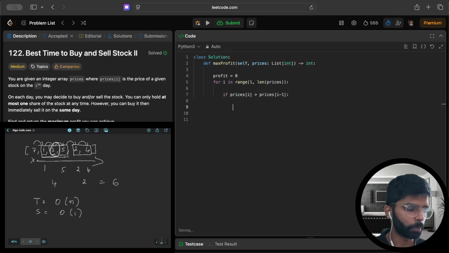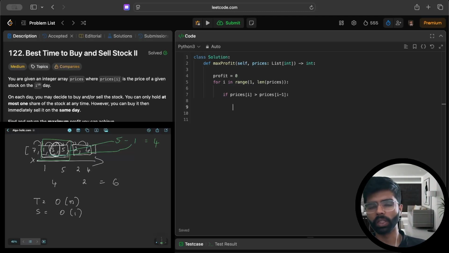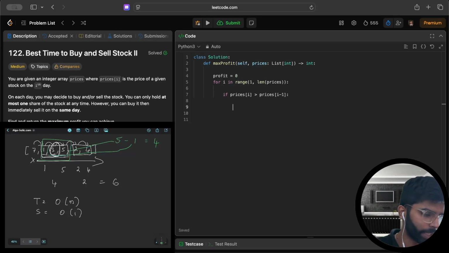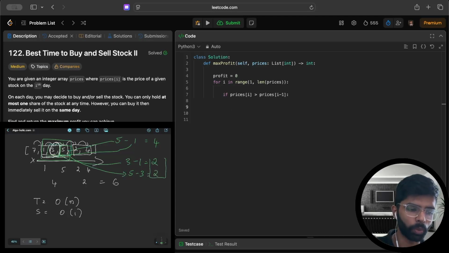Here, there's a slight optimization. What we did here was we took the last value, which is 5, the first value, which is 1, and we calculated the profit this way. Instead of doing this, we can calculate the profit at every intermediate step. So when we reach 3 over here, we calculate the profit here. So that's going to be 3 minus 1, which is 2. And when we reach 5 again, we calculate the profit again, which is going to be 5 minus 3, which is going to be 2 again. In the end, we end up with the same profit, which is 4.